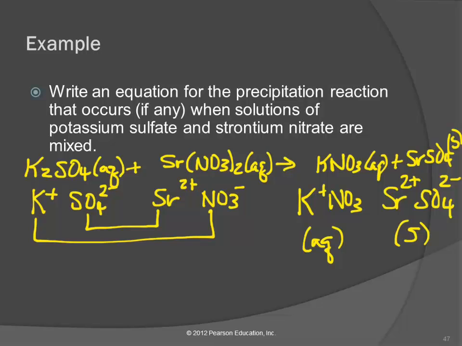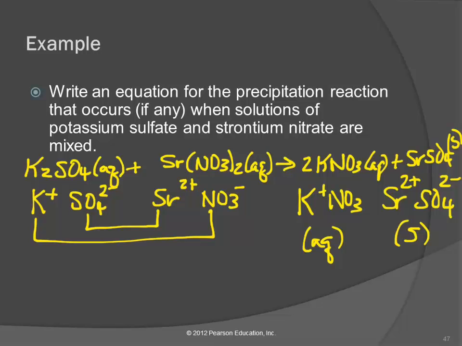And now we need to balance it. We've got our products, and so we balance it, and we look at potassium. On the left side, there's 2 potassiums. On the right side, there's only 1. So we'll put a 2 in front of KNO3. So 2 potassiums on each side.